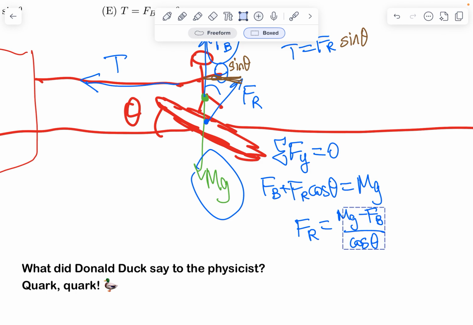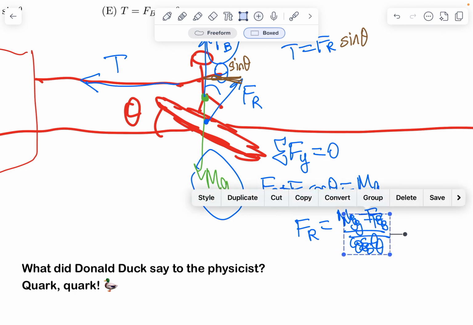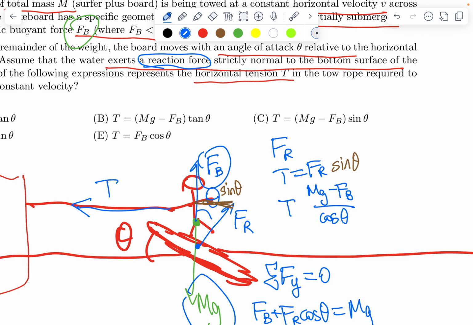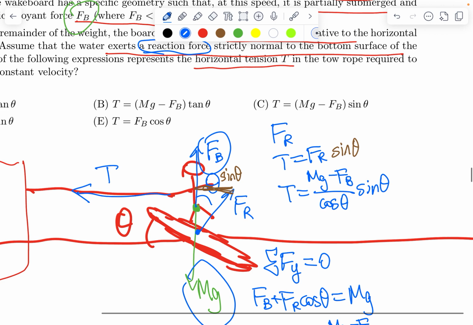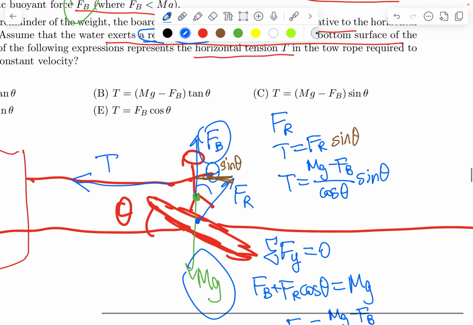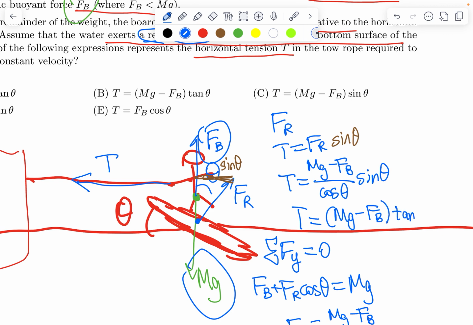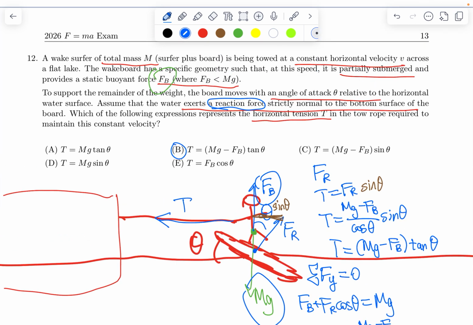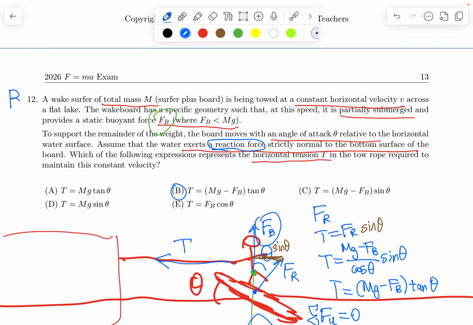And now, if we plug this back in to the top equation, we know that T equals this thing times sine theta, and sine theta divided by cosine theta is tangent theta. T is going to be equal to mg minus Fb times tangent theta. And that corresponds to answer choice B. So that's our answer.